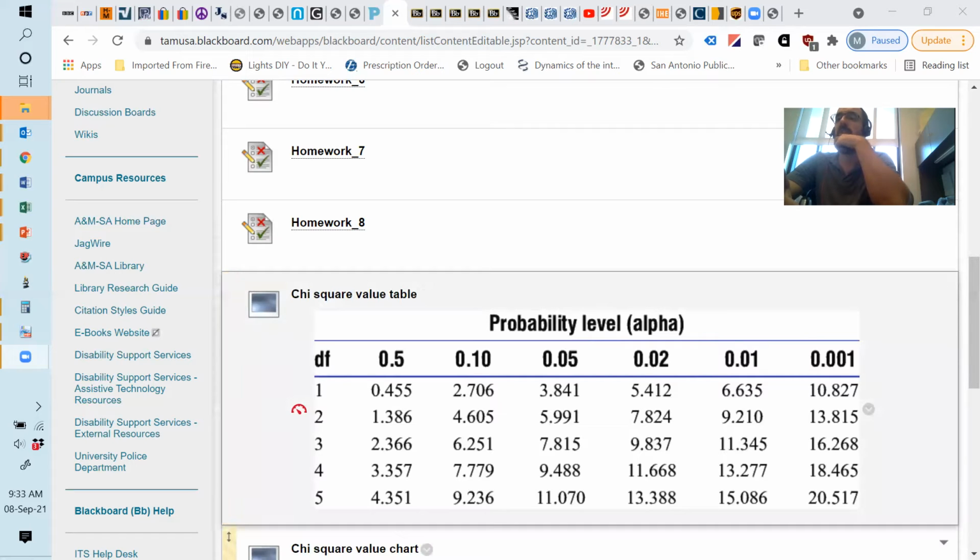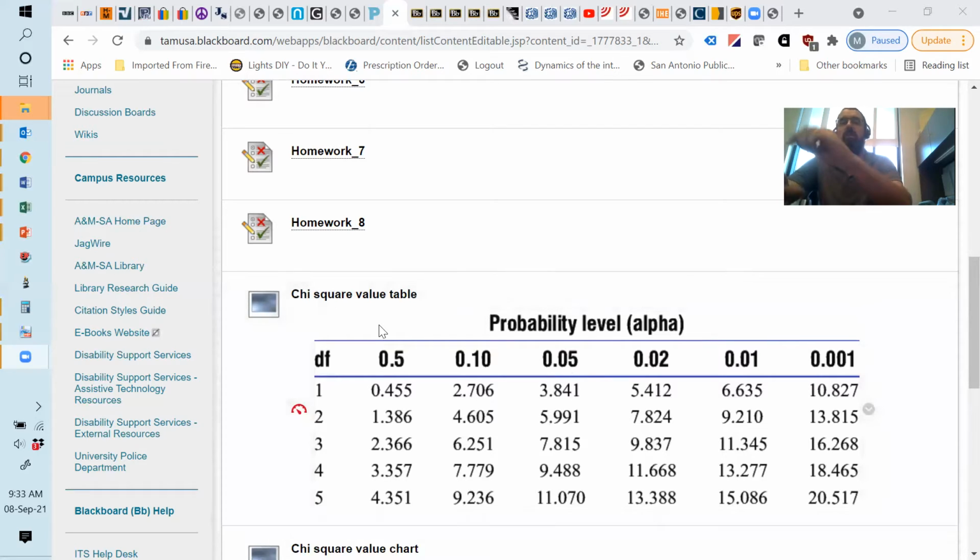And so the number we care about as scientists is this one here, the p-value of 0.05. So a p-value greater than 0.05 is non-significant. P-value of less than 0.05 equals significant.